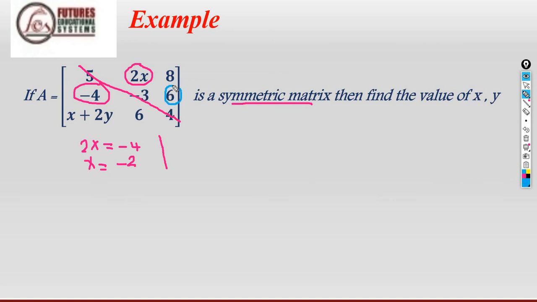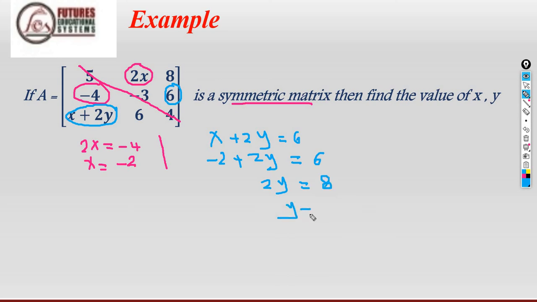6 is equal to x plus 2y because it's a symmetric matrix. So x plus 2y equals 6. Replace x and put -2 instead of it, plus 2y equals 6. Solve the equation of the first degree in one variable, 2y equals 8. Divide both sides by 2, gives me y equals 4.